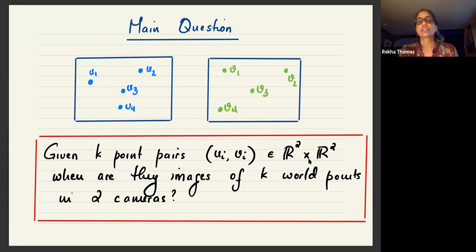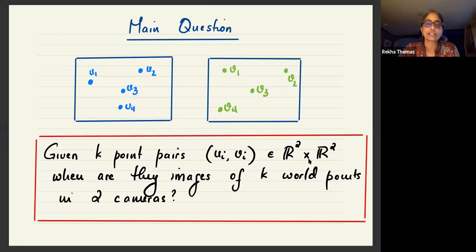Okay, so it's a very, very basic question in vision. And we want to know if there are constraints on these points. Can you arbitrarily throw K points on one side and K points on the other side and hope to reconstruct them in the sense of finding K three-dimensional points that will image to these two particular U's and V's under two cameras? So, okay, this is the question.